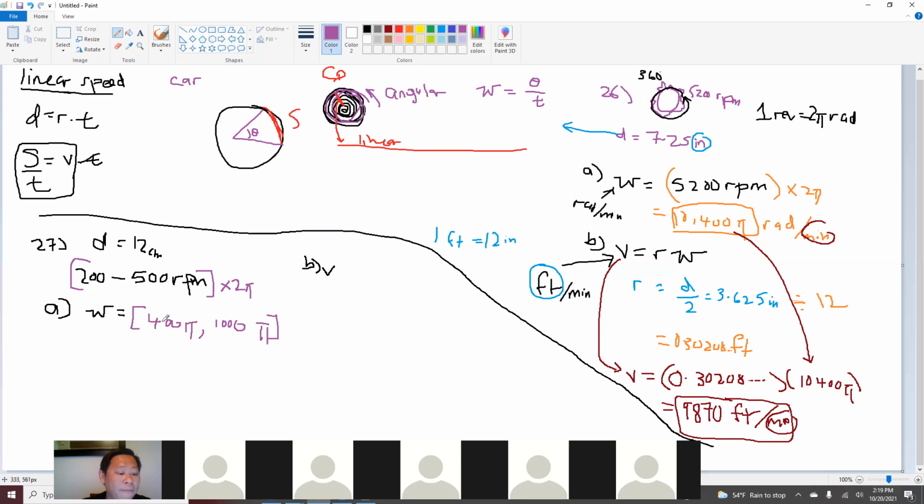Means you start from 400 pi, which is 200 times 2, and then 500 times 2 is 1000. So this is what your answer looks like. So in your online homework, if they ask you for this, you just need to make a bracket on it and put this, comma that. Questions?